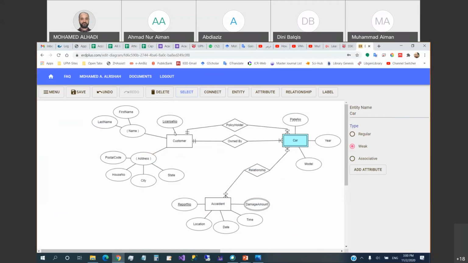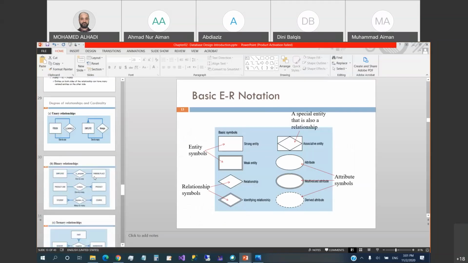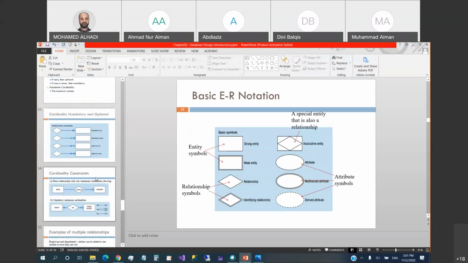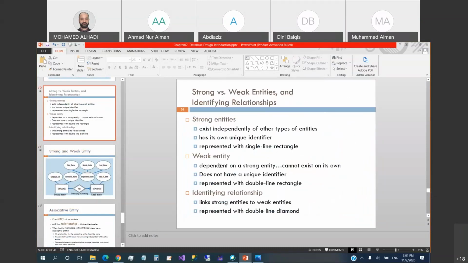Based on this assumption, if the customer is strong and the car is weak, then the relation between customer and car, this one, owned by, could also be considered identifying. It could be. If you go back to the slide, we have taken something called identifying. Where is it? This one. Identifying relationship links strong entities to weak entities, represented with a double line diamond. Based on this, any relation between strong and weak types is supposed to be identifying, but not necessarily, not always.